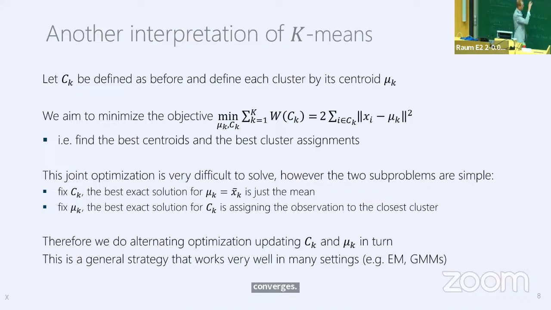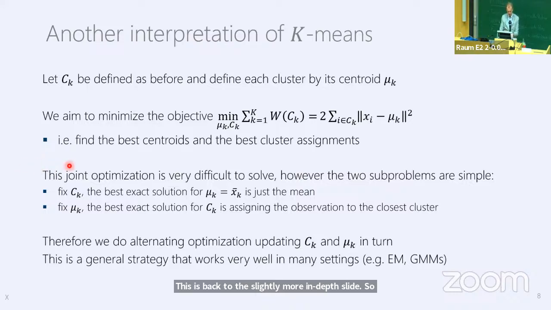This is back to the slightly more in-depth slide. So we were roughly here. The joint optimization, difficult, but we can break it down into its parts like we just saw. This alternating optimization, or basically this idea of taking a complex problem, find all the clusters that minimize in one go, right?